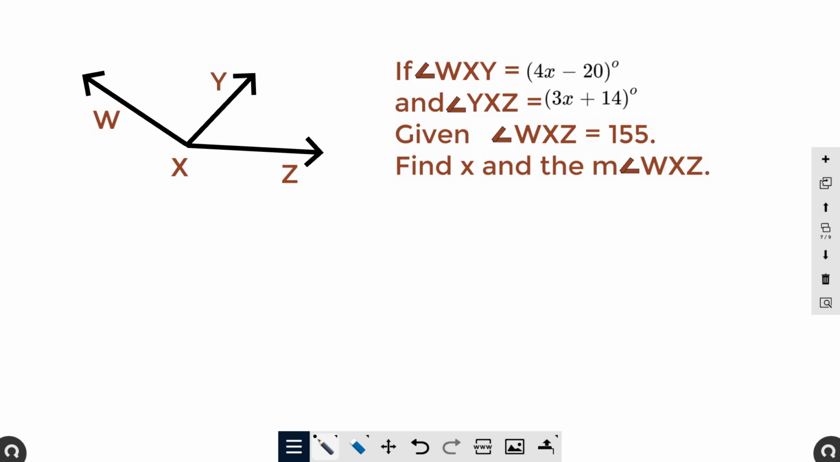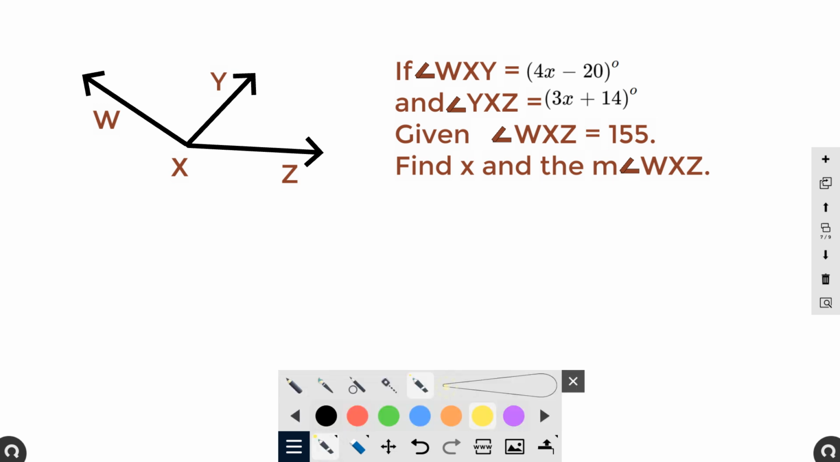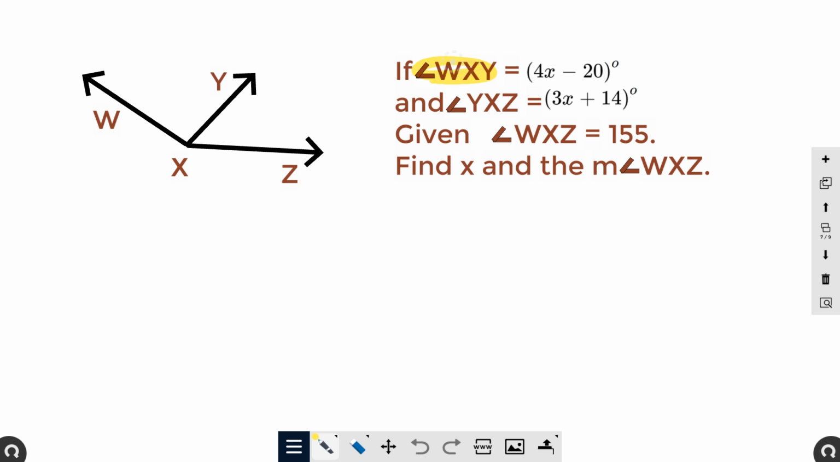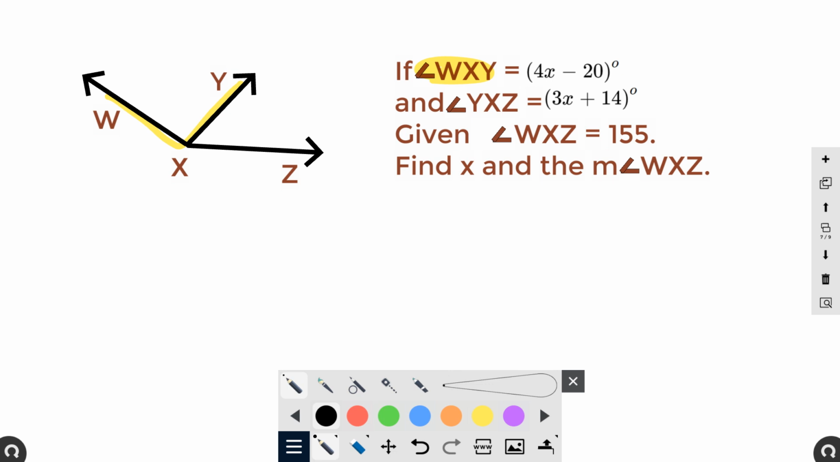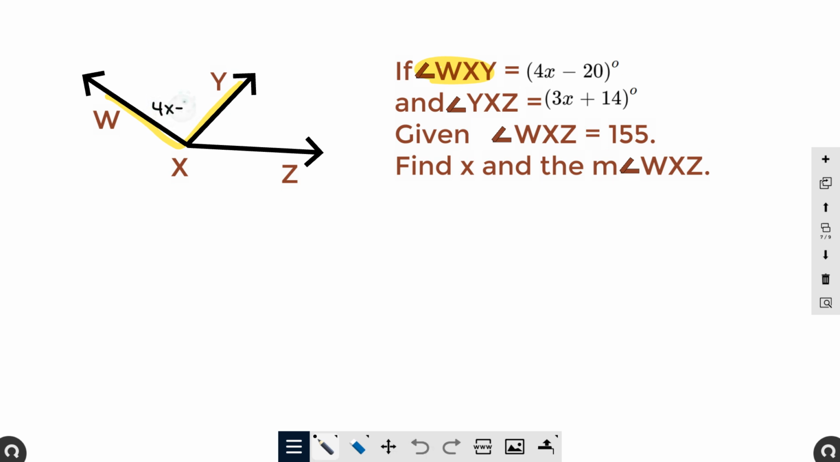Now, when you name angles, you have to use 3 letters. The 3 letters will help determine how far the angle opens up and kind of what it looks like. The middle letter is always the vertex. That's where your two sides come together of your angle. So when we talk about angle WXY, we go from W to X and then to Y. So it's talking about this top angle here. So go ahead and write that angle in your picture. The measure of that angle is 4x minus 20.